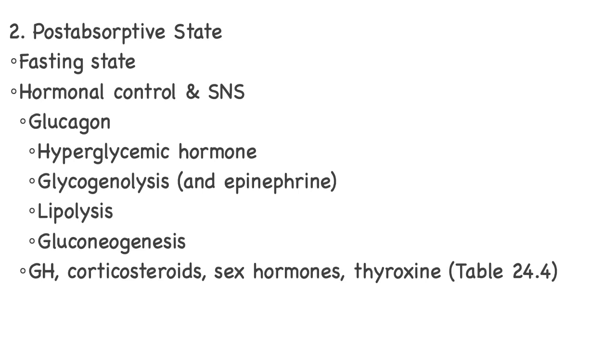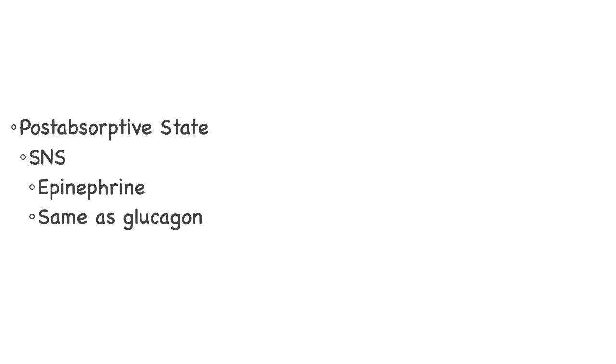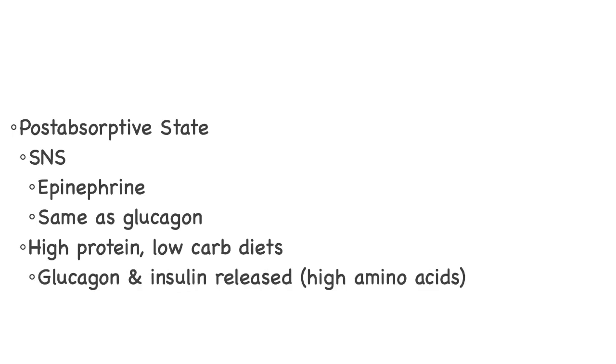Other hormones released during the post-absorptive state are growth hormone, corticosteroids, sex hormones, and thyroxine. A decrease in blood sugar level can also stimulate the sympathetic nervous system to release the neurotransmitter epinephrine. The actions of epinephrine are the same or similar to the actions of the hormone glucagon. In addition, a diet high in proteins and low in carbs can stimulate the release of both glucagon and insulin. Glucagon is released in response to the low carbs, whereas insulin is released in response to the high levels of amino acids in your blood.